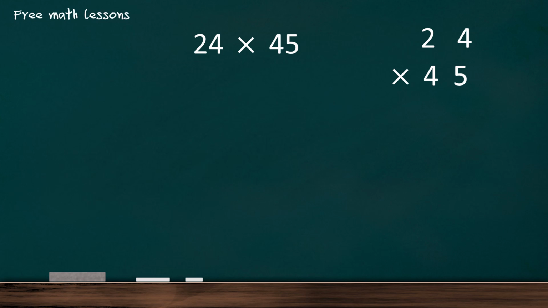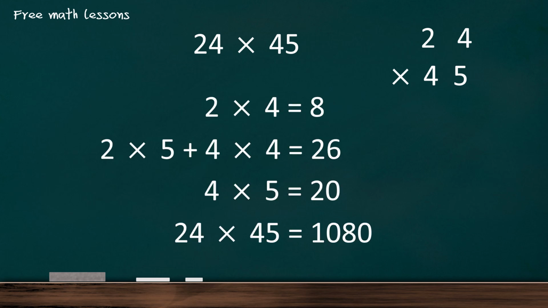So let's go ahead and do 24 times 45. More practice is important for learning math. From left to right, if you look at the line, let's first do 2 times 4 is equal to 8. Then, put a cross in the middle. So we get 2 times 5 plus 4 times 4 is equal to 10 plus 16 is equal to 26.